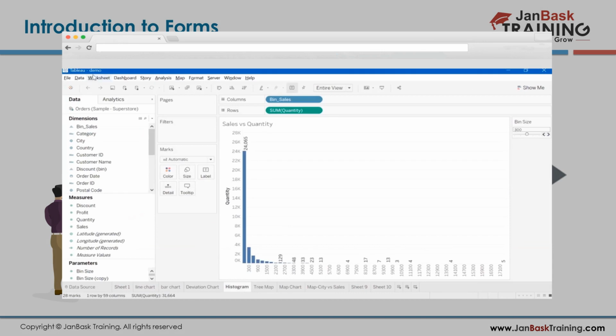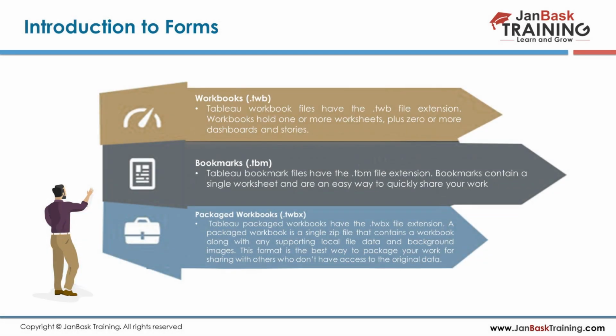So if you save it, like currently I have saved it with the name demo.twb, right? Usually, whenever you work on a bigger project, there are high chances that you will end up creating hundreds of worksheets, tens of dashboards, tens of stories. So there will be a lot of files, right? When you deal with a lot of files and you want to save just a single worksheet or single dashboard, the TBM file format will be helpful to you. This is basically called Tableau bookmarks, and it contains just a single worksheet, whatever you want to store.